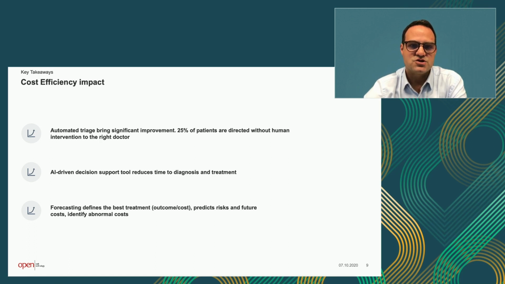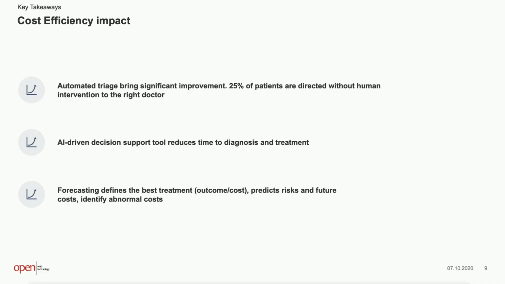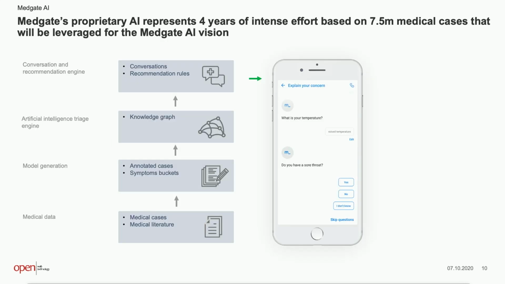The AI decision support tool also reduces time to diagnosis and treatment, as you have this self-service and immediate response. And we were able to forecast and define the best treatment, reducing cost, major risks and future costs, and identify abnormal costs. That is also useful for insurance companies to evaluate how much you're paying and how you need to be reimbursed.